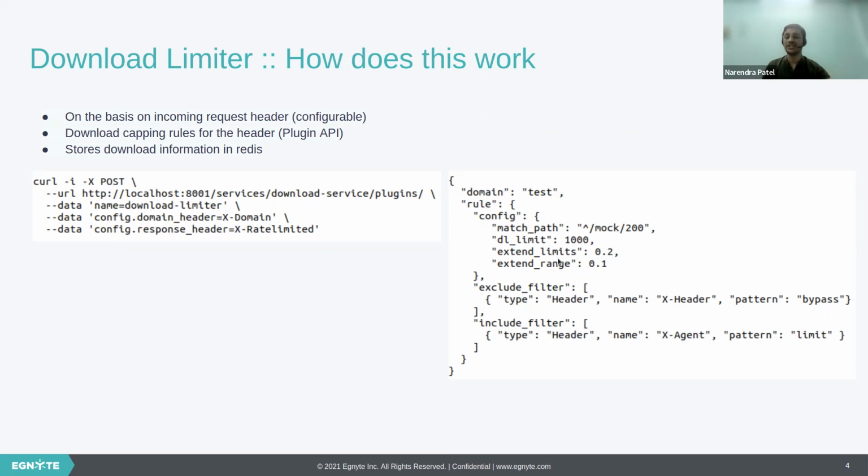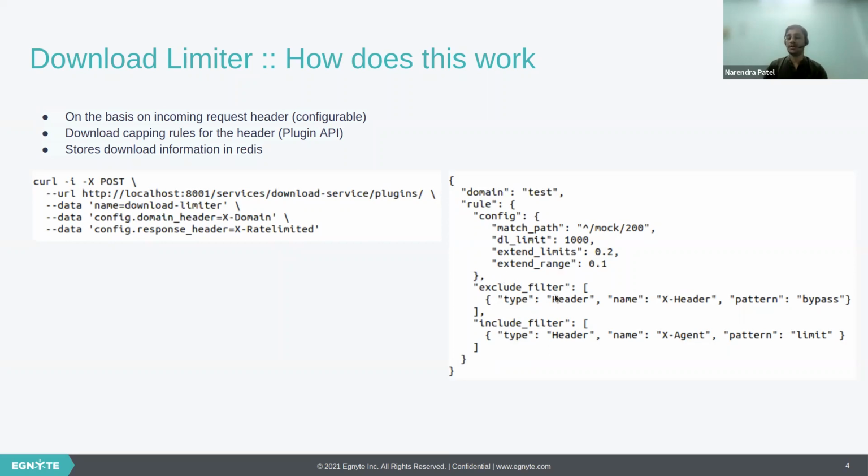Third is extend range. Extend range specifies what percentage of the download limit you want to provide your customers for jitter. In this example, we have configured 0.1, that is 10%. So after 1,000 bytes have been exhausted, they still have 100 bytes more, in which random requests of theirs will start failing, that is, will start getting rate limited. So they know that they are getting rate limited, and they can back off and only run critical services. Extend range is for that.